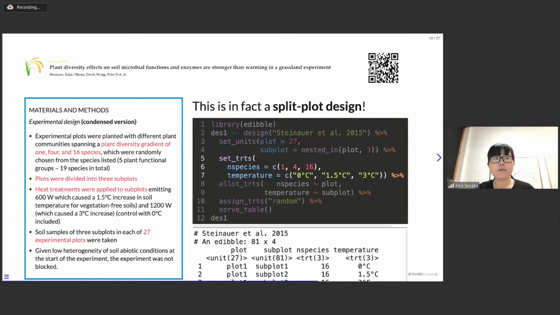Then the treatments: we've got the number of species, 1 to 16, which is measuring the diversity. And then we've got the temperature, the 3 different temperature levels. In terms of what treatment gets applied to what unit, the diversity, number of species, is applied onto plot. Temperature is applied onto subplot.